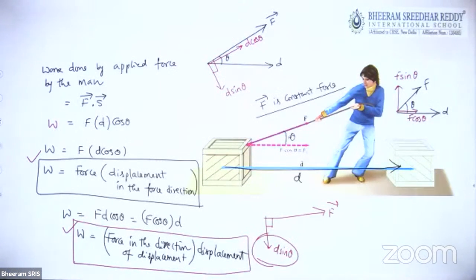Okay, finished, wrote down. So when work done by a constant force is there, you can apply these logics: force into displacement in the direction of the force, or force in the direction of the displacement multiplied with the displacement.